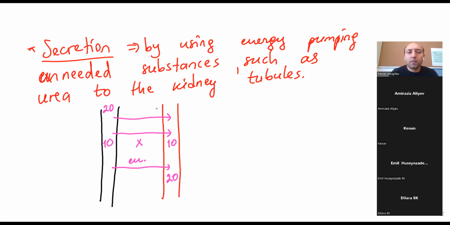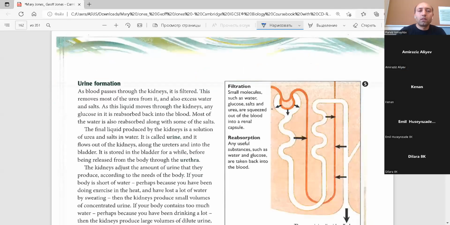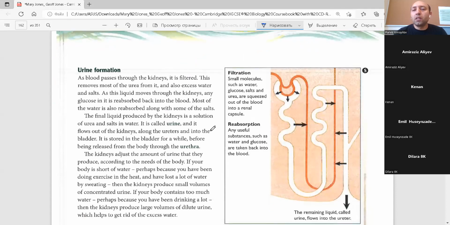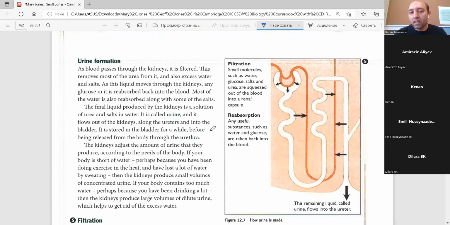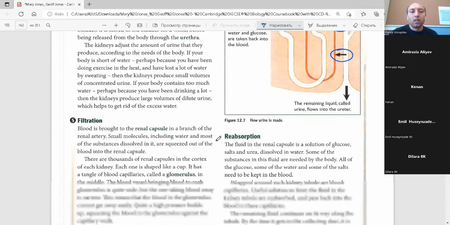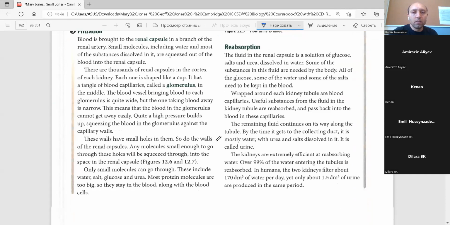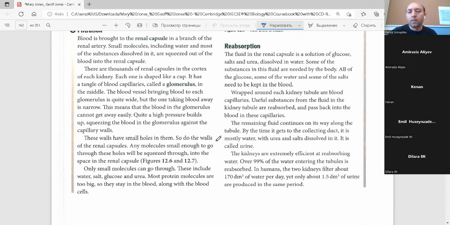Let's go to the next part of our topic. In this picture, you can see they are showing two parts. This one is filtration. All others are reabsorption. They are not showing secretion, and mostly they are not talking about it. We learn it in A-level books, and also some IGCSE books give information about it. So filtration, I explained. Reabsorption also.